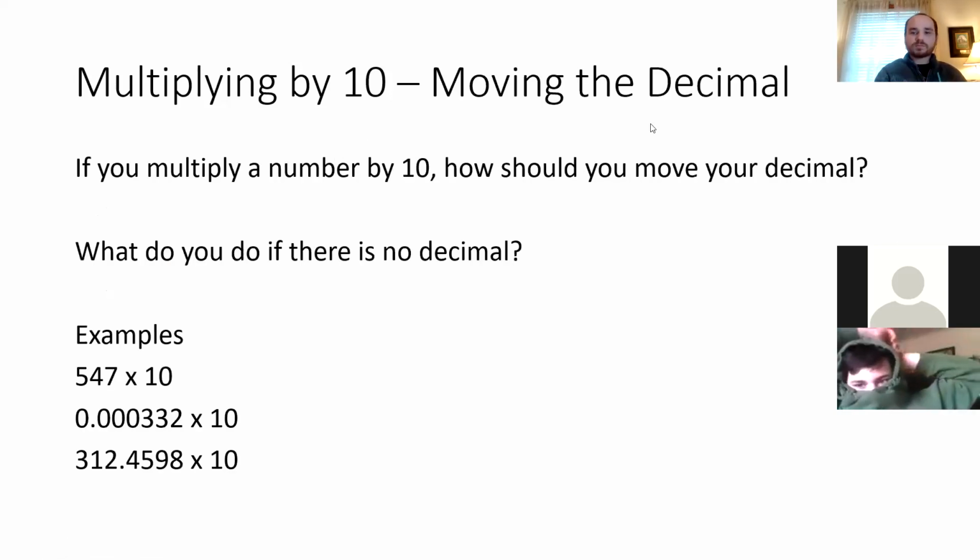So multiplying by 10, we're going to talk about how to multiply and divide by 10 by moving the decimal. So first question is, if you multiply a number by 10, what would you do to the decimal in order to actually solve that problem without having to do any real math? Tristan, what do you got?